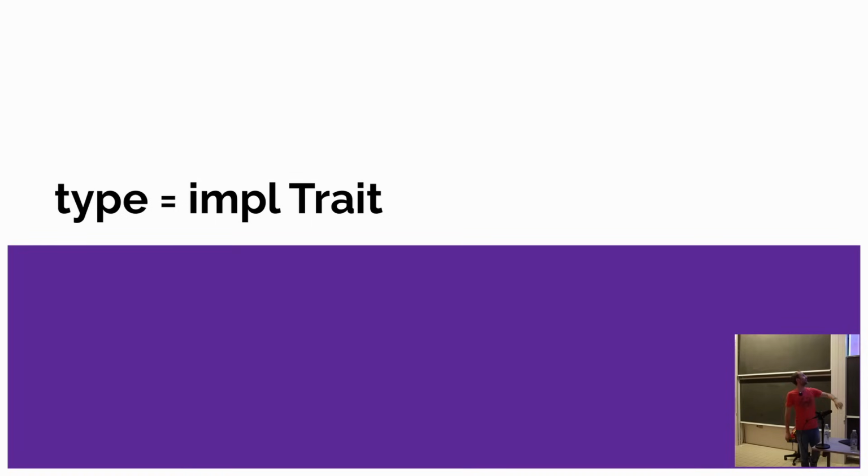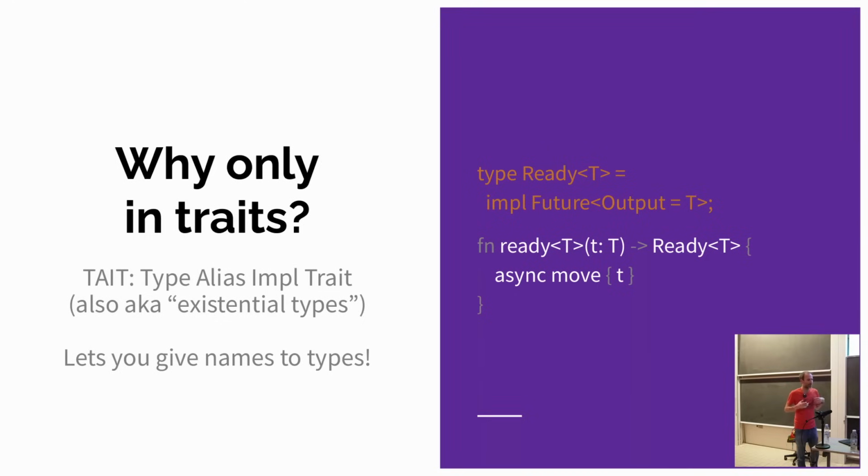OK, so then we have type alias impl trait. Notice this is not part of a trait. I can answer in a little bit more detail later. So type alias impl trait happens not in the context of a trait. It's very similar to what we saw before. But the question is, really, why constrain this only to traits? Why should only traits get to use this type name equals and then impl trait? Why not let it work everywhere? Also known as existential types.